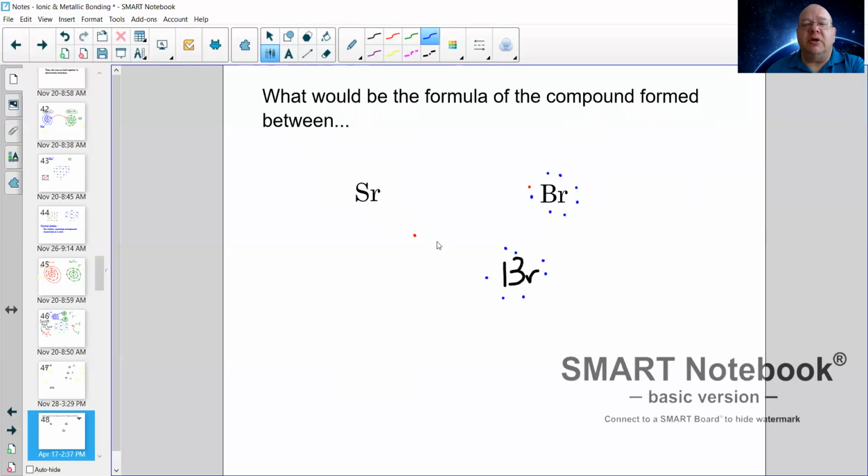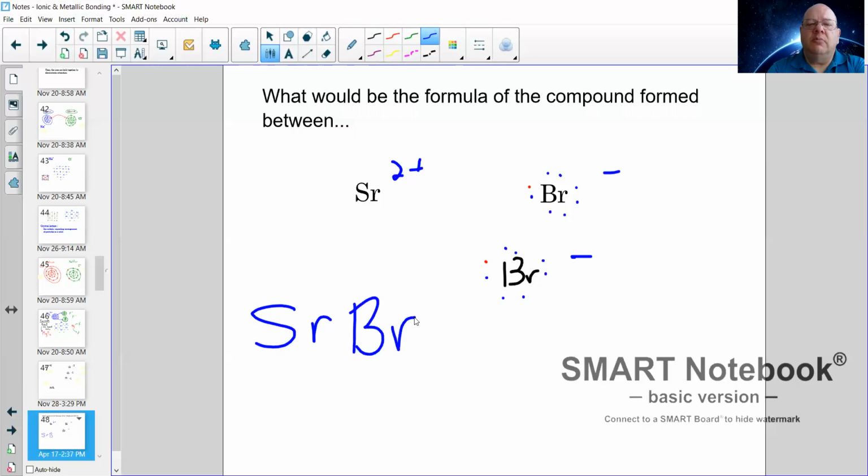All right, that bromine is going to grab this other electron. And so we're going to end up with a strontium 2+ and a bromide single minus and a bromide single minus. And so our formula is SrBr2. Hope that makes sense.